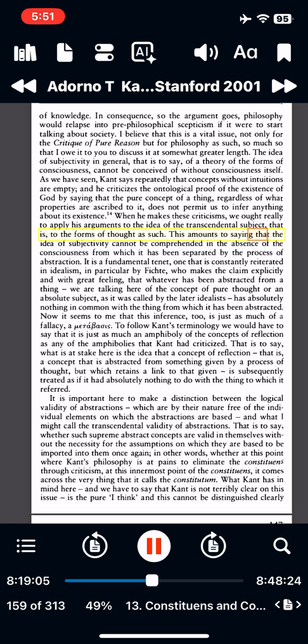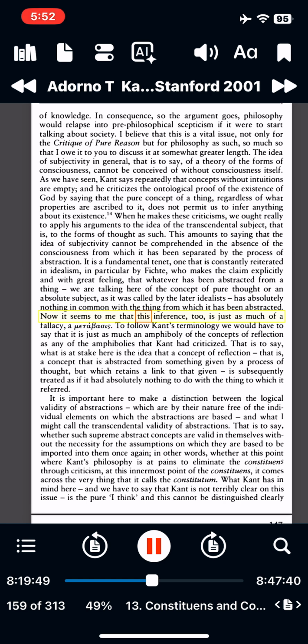This amounts to saying that the idea of subjectivity cannot be comprehended in the absence of the consciousness from which it has been separated by the process of abstraction. It is a fundamental tenet, one that is constantly reiterated in idealism, in particular by Fichte, who makes the claim explicitly and with great feeling, that whatever has been abstracted from a thing, we are talking here of the concept of pure thought or an absolute subject, as it was called by the later idealists, has absolutely nothing in common with the thing from which it has been abstracted.